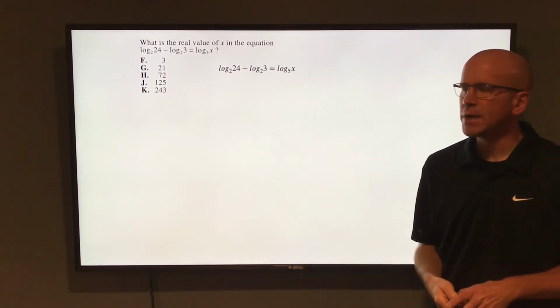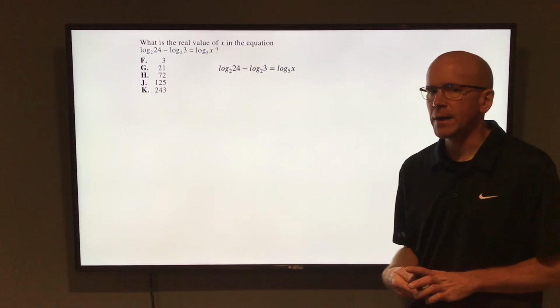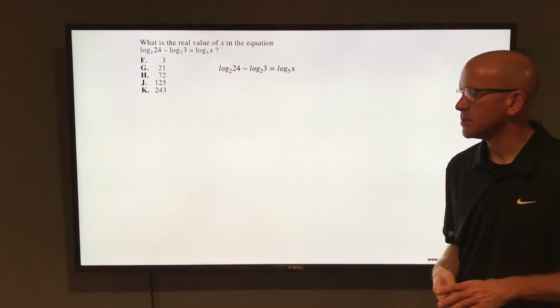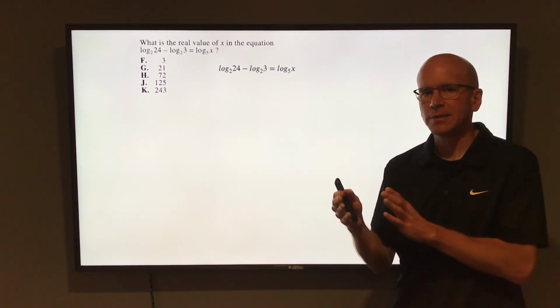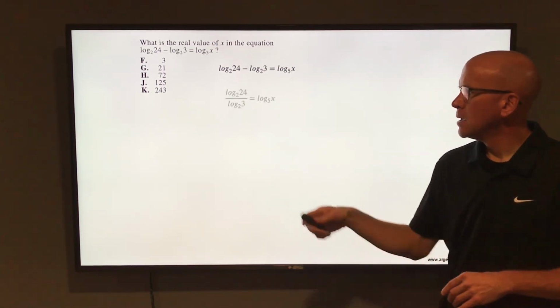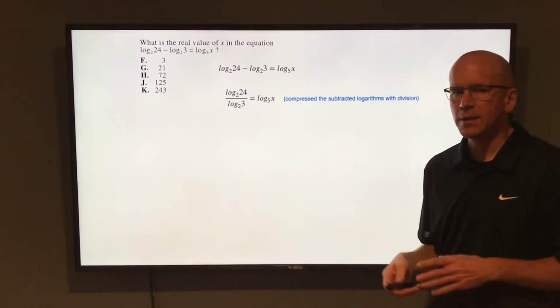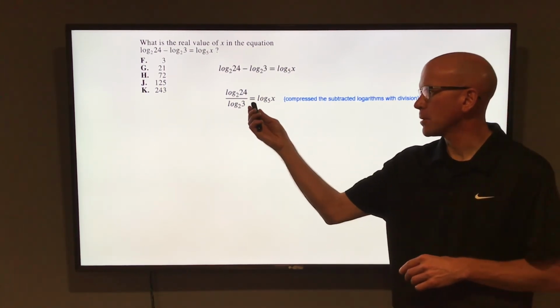What is the real value of x in the equation log base 2 of 24 minus log base 2 of 3 equals log base 5 of x? Well, on the left side, you have log base 2 of 24 minus log base 2 of 3. Those two can be compressed with division. So you could write that as log base 2 of 24 over 3. Dividing those now, that's still equal to log base 5 of x.